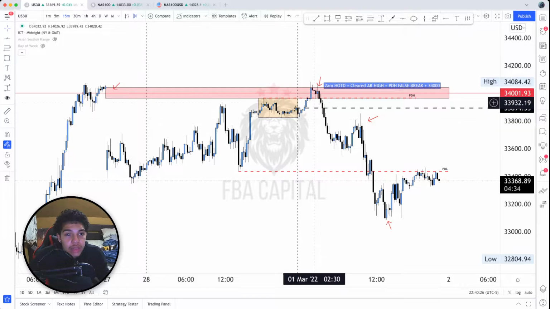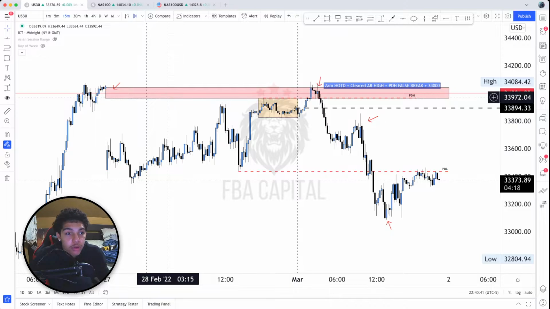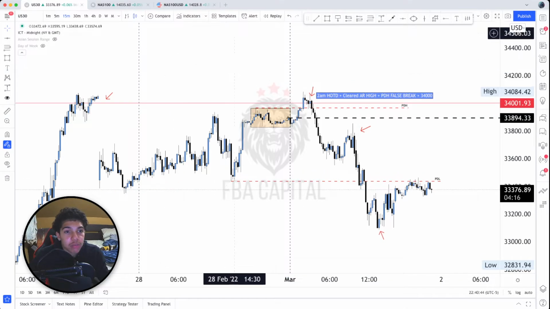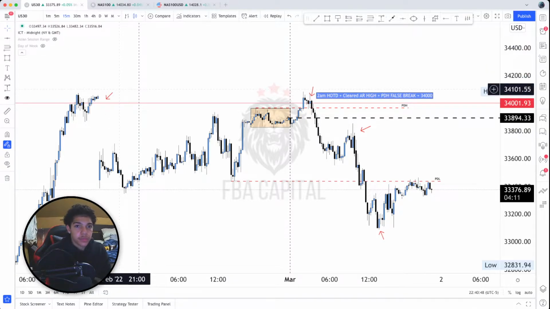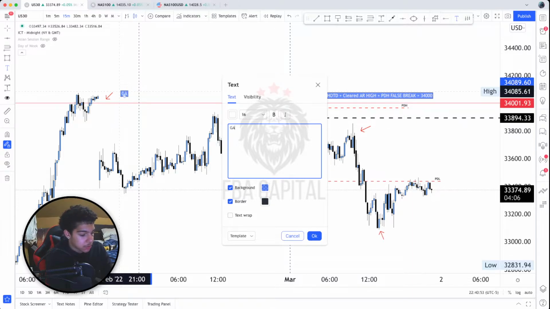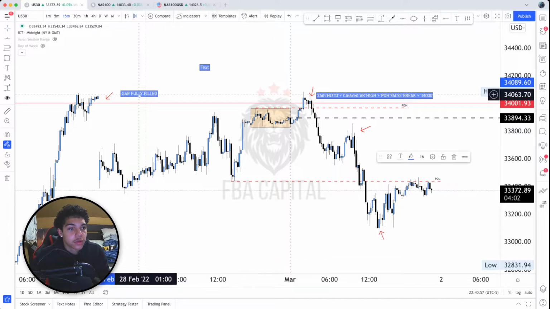So right here, when we got this run above price, tapped into 34,000, and created the high of the day at 2 a.m., London session was creating the high of the day after clearing the Asian session high, grabbing all that liquidity, clearing the previous day's high, having that false break, and immediately coming down lower. From that point on, this is why I was anticipating this to be the high of the day. So let's annotate this area over here. We're going to annotate it as saying gap fully filled.